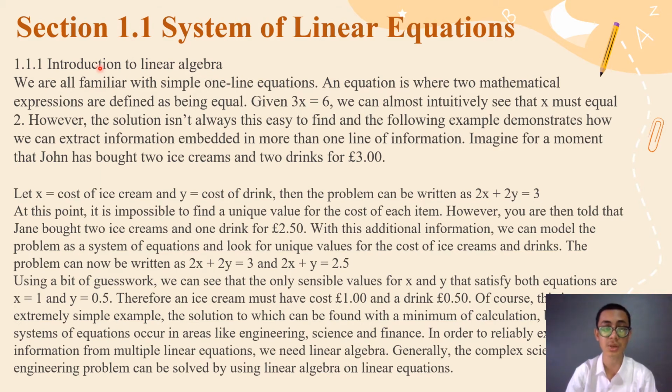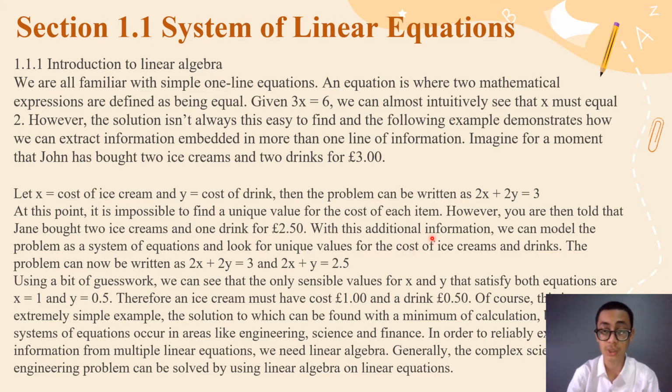However, the solution isn't always this easy to find, and the following example demonstrates how we can extract information embedded in more than one line of information. Imagine for a moment that John has both 2 ice creams and 2 drinks for €3. Let x be the cost of the ice cream and y the cost of the drink. Then the problem can be written as 2x + 2y = 3. At this point, it is impossible to find a unique value for the cost of each item.